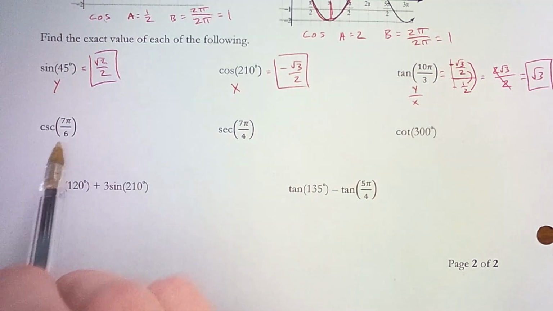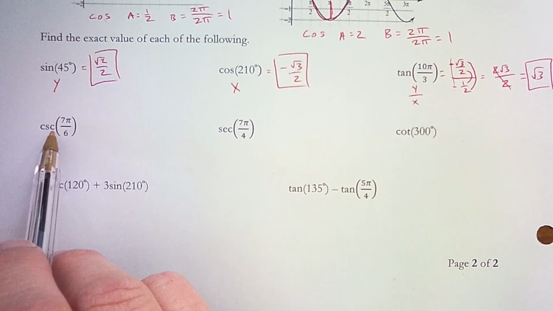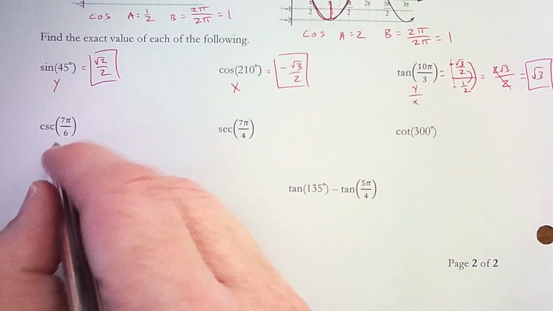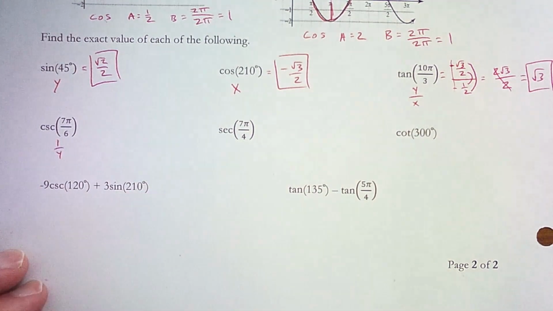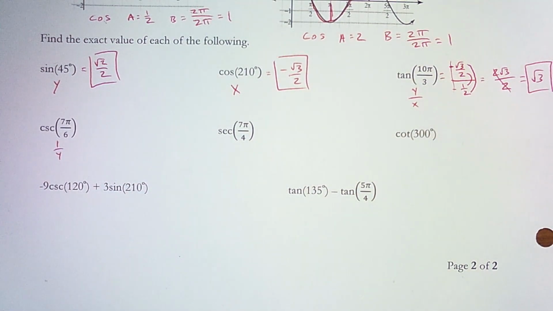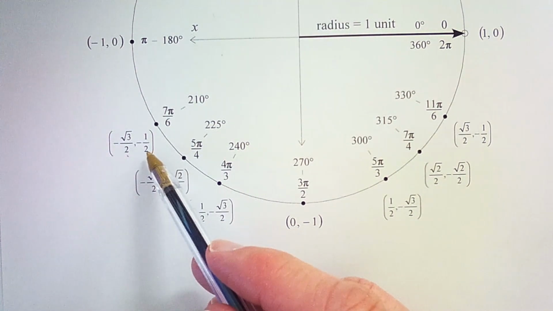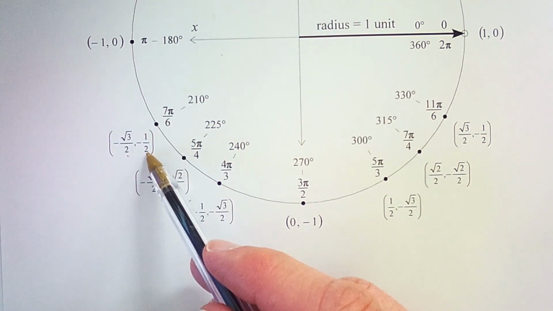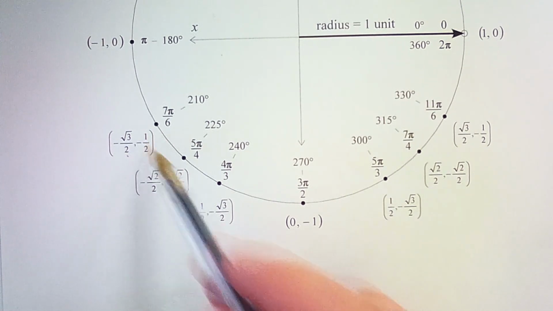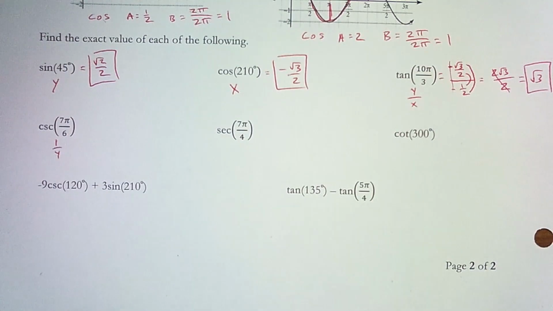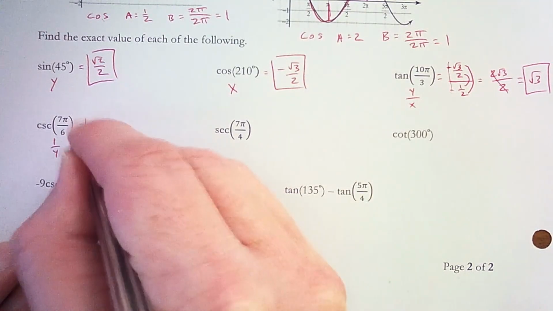Next is cosecant. Cosecant is the reciprocal of sine, which means it's 1 over y, or we can just find the y value and flip it upside down. So at 7 pi over 6, that's right here, the y value is negative 1 over 2. We're looking for the reciprocal, so we just flip it and we get negative 2 over 1, or negative 2.